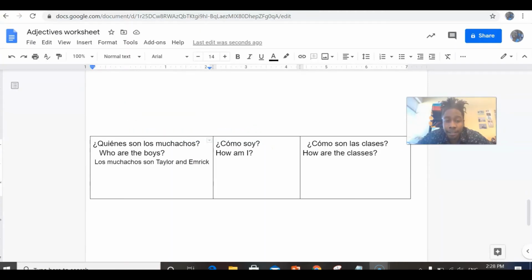All right, I've organized this a little better for you. So originally we went from who are the boys, ¿Quiénes son los muchachos, to answering by saying los muchachos son Taylor and Emmerich. And in the second part of this activity, we're going to look at a sentence like the boys are Taylor and Emmerich, and we're going to take that and think, well, what would someone have asked us in order to get that sentence? And again, that answer would be ¿Quiénes son los muchachos?